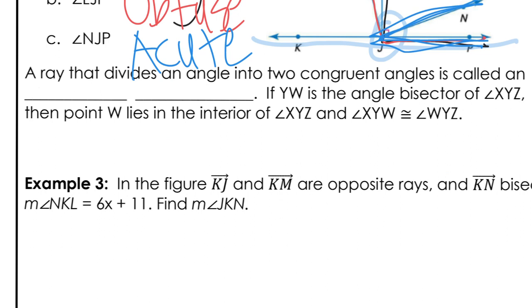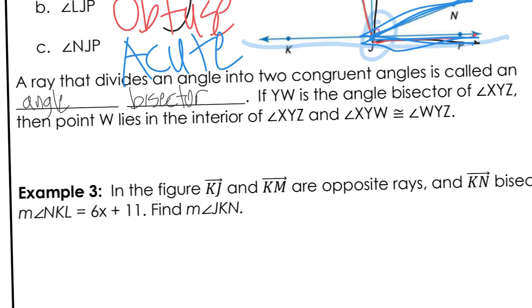So here we have another vocabulary term. It says a ray that divides an angle into two congruent angles is called an angle bisector. So if you think about that prefix of bisector, bi means two, sector like sections. So it's in two sections. So if it's a bisector, it's in two equal sections. It's basically cutting that angle in half.